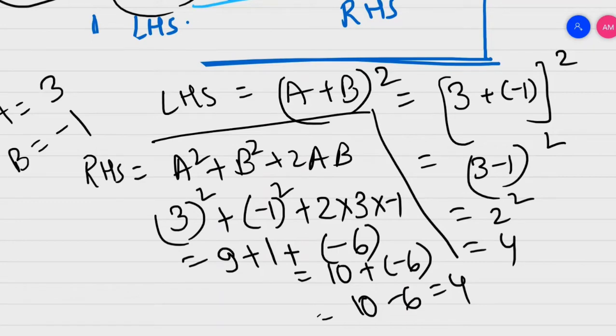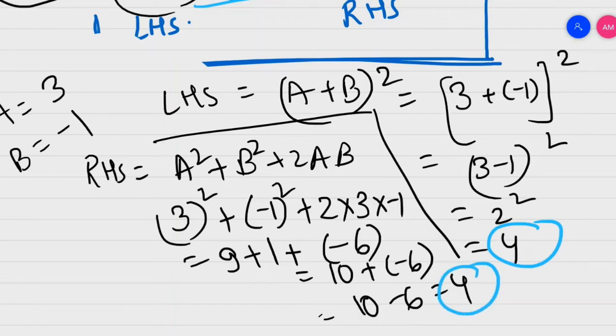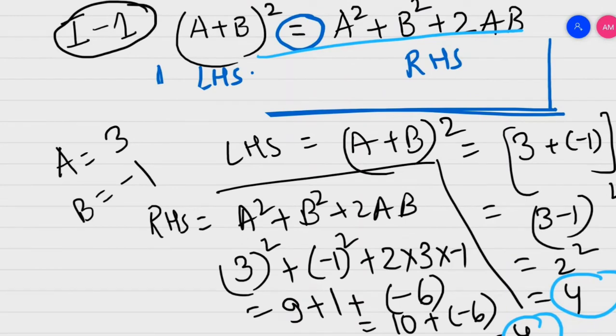Now see, what was your LHS? Your LHS was 4 and your RHS is also 4. You have changed the values of a and b, then also you are seeing that your LHS is equal to RHS. That means (a plus b) whole square is equal to a square plus b square plus 2ab for all cases.